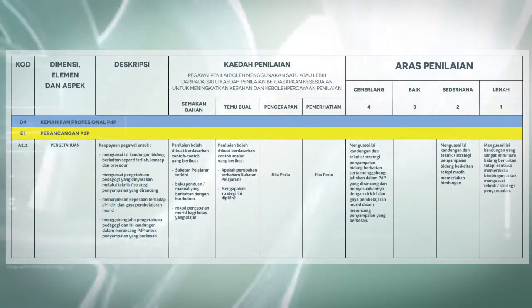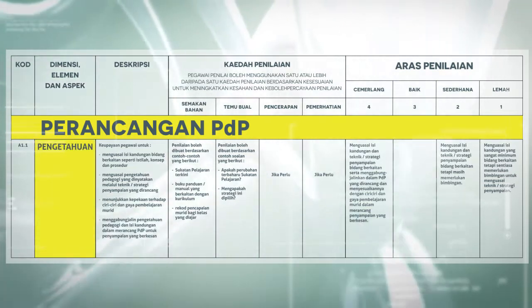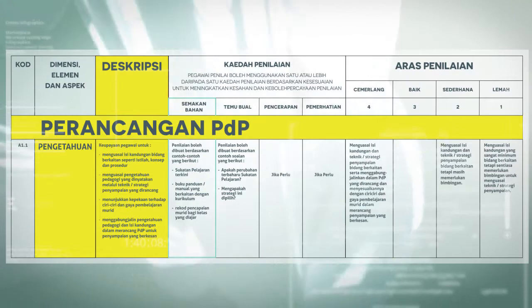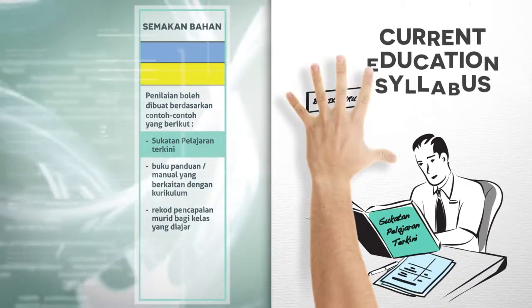For example, in the planning element from the aspect of knowledge, based on the given description, the evaluator may review the current or recent education syllabus.